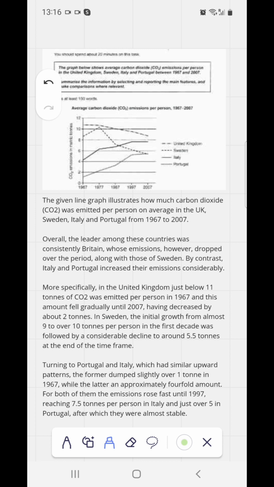So I will just highlight some useful words for writing task 1. So we have illustrate here, emitted instead of emissions, on average from 2, which is simple, but you have to be able to paraphrase between and. So next we have consistently, which means all the time without change. So it was the leader among these countries all the time.